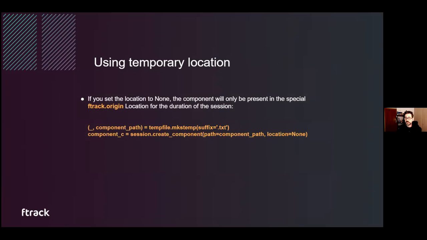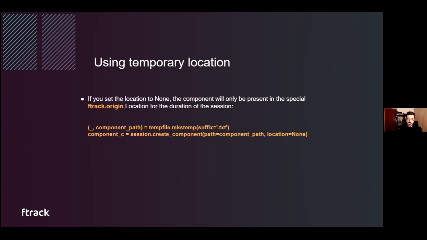Using temporary location, this is a little trick which I think some of you might find handy. Let's say, for example, you want to publish something, but you really don't want to publish it on disk. You can use the ftrack origin, which is basically a temporary location where you can temporarily store files, and that will be available. This will just be available for the duration of the session. So you can store some stuff there, and then by the end of the session, it won't be there anymore. It won't be tracked. The file will be there, but it won't be tracked by ftrack anymore.